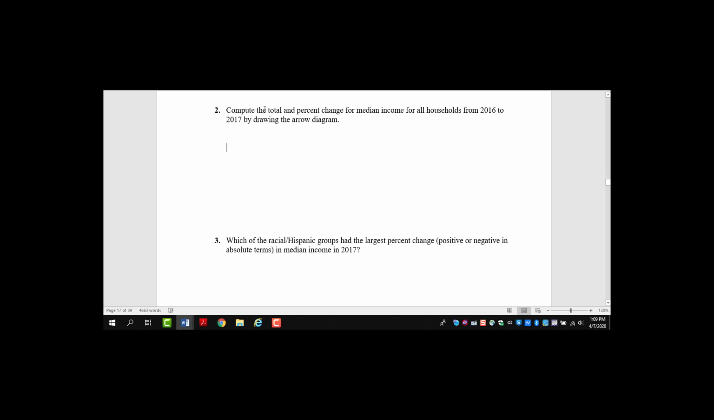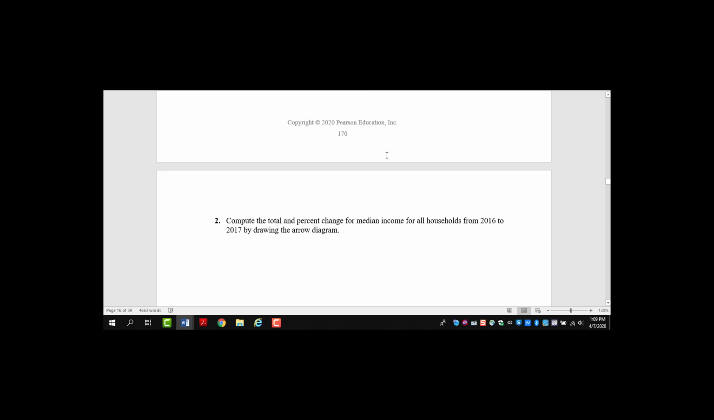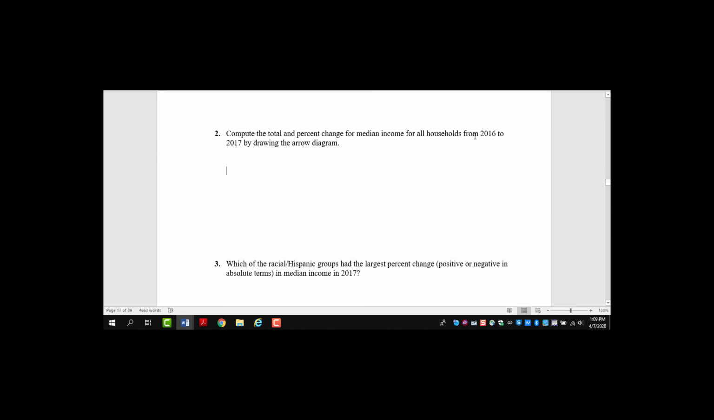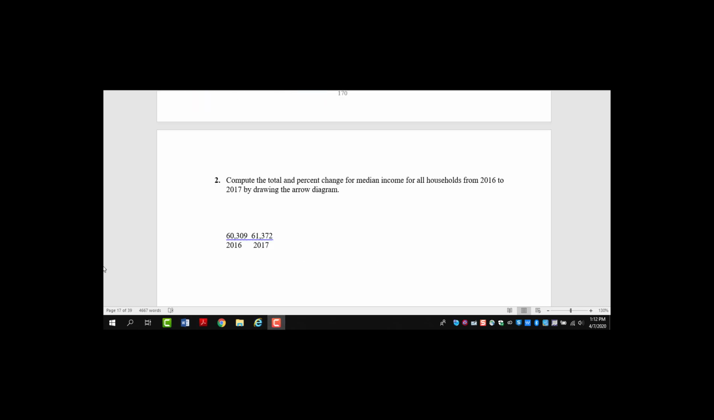So here's another one. We're going to compute the total and percent change for median income. Last one was households. Median income of all households from 2016 to 2017, and we'll use an arrow diagram. So I'll just do this arrow diagram here. There's the data. I'm going to split it up here. Move this over and move this over and insert an arrow.